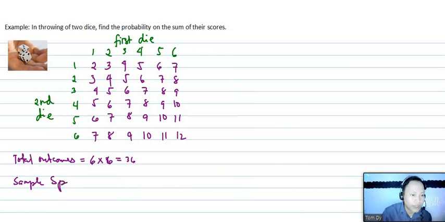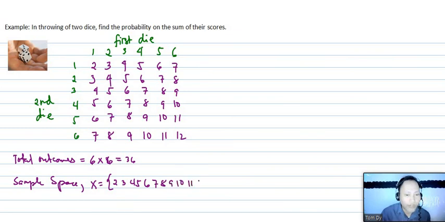Okay. Our sample space for this case, we have, let's say, x is equivalent to 2, 3, 4, 5, 6, 7, 8, 9, 10, 11, and 12. So this is the sample space. These are the possible outcomes. Now, find the probability of the sum of their scores.